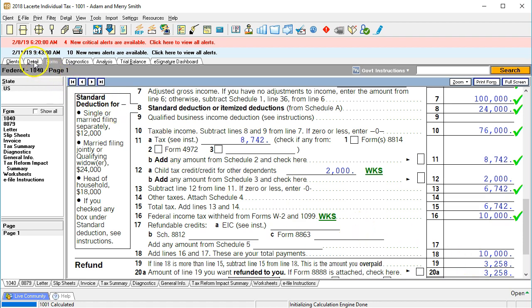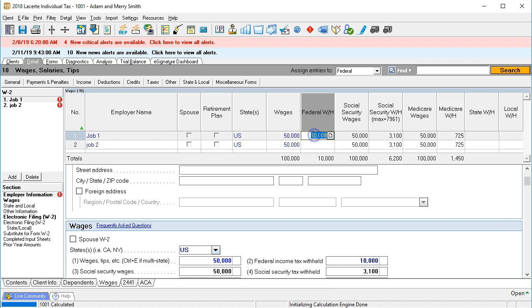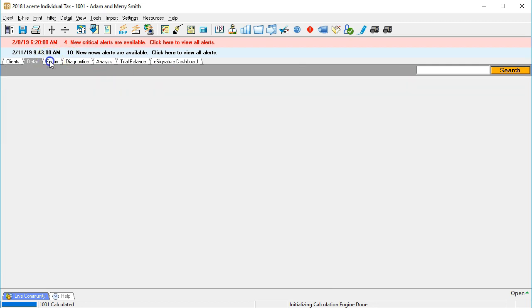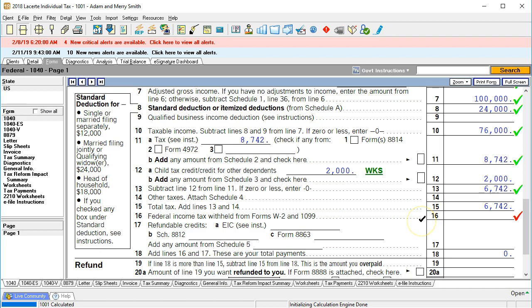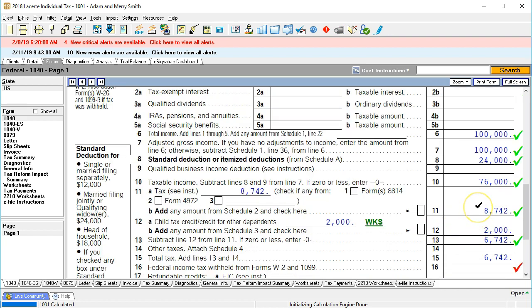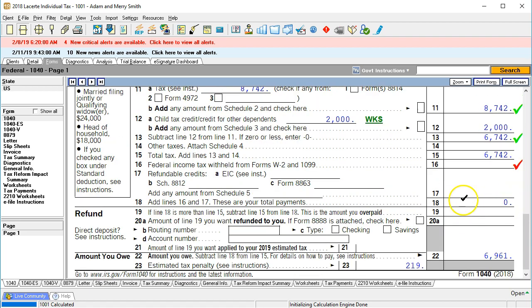So again, if we go back to the data input and say we didn't have any withholding, then what would happen? Well, now we still have the 8,742 minus the child tax credit, bringing it down to 6,742. And we now owe that 6,742. We didn't withhold any money. We'd have to write a check and probably pay a penalty because we didn't pay on time. And just to clarify, we could have filed on time still, but the IRS wants to be paid throughout the year, not at the end of the year. So that's why we have the withholdings.